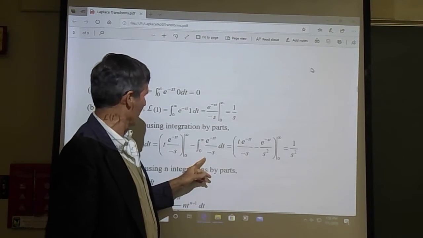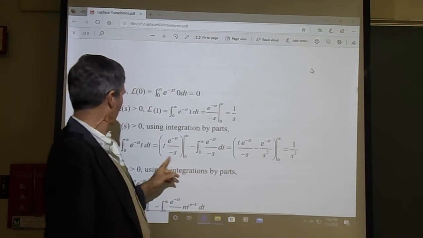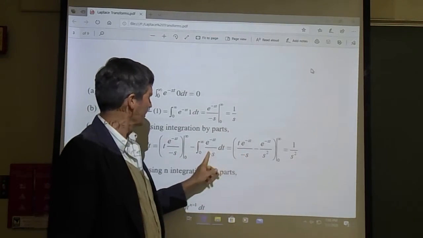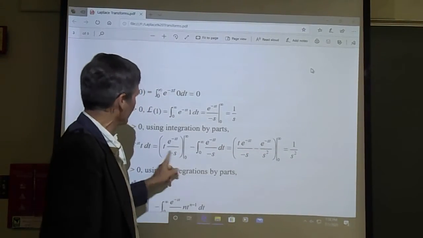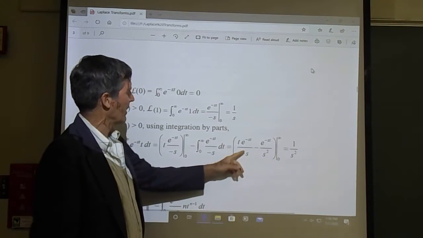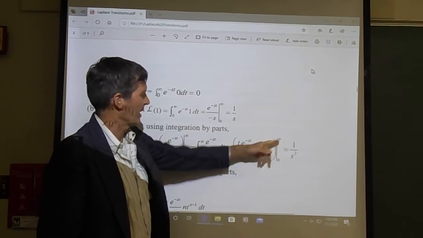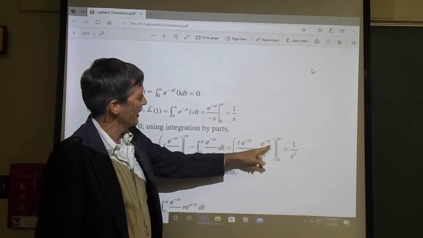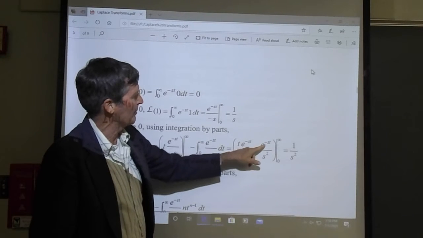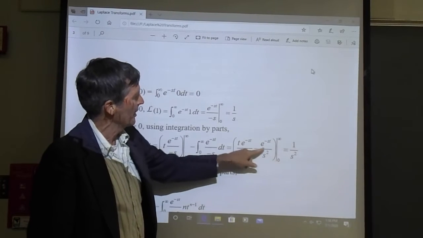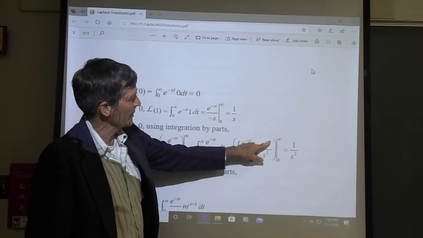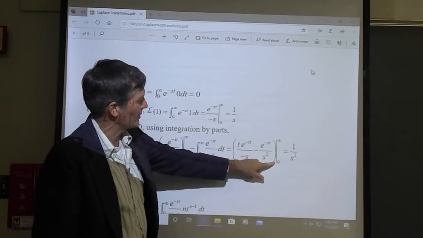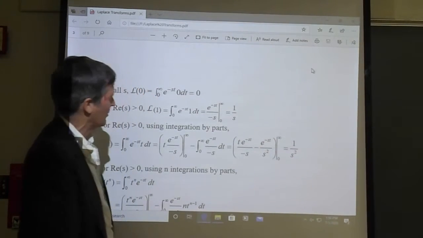And so I guess I combined these here. This one gives this, and this one gives this. And then I plug in 0 to infinity, and this one falls out, as we said. And this one at infinity gives 0, because e to the minus infinity is 0. But at 0, you get minus e to the 0 is 1 over s squared. That one's subtracted, and you wind up with 1 over s squared.